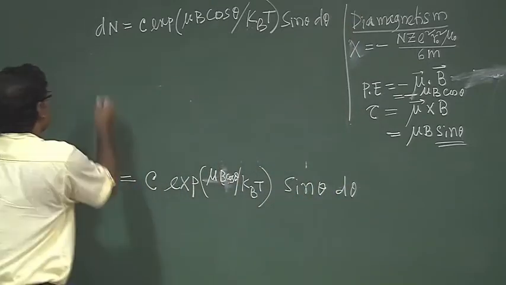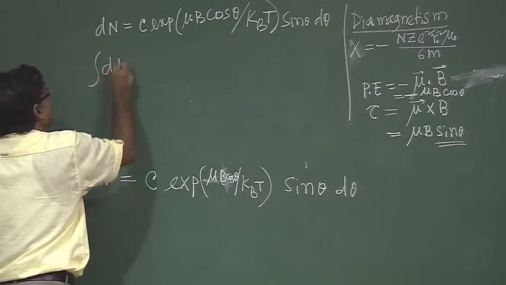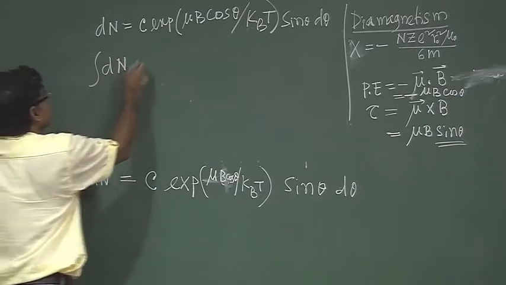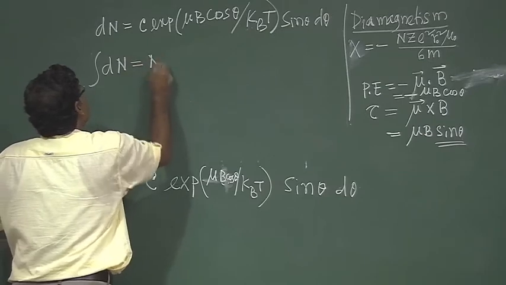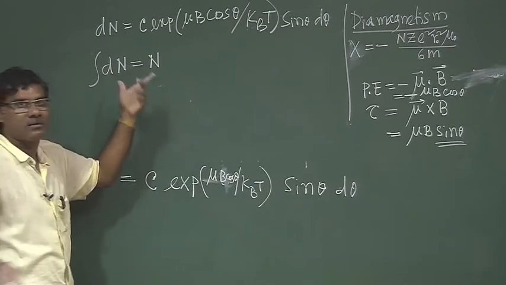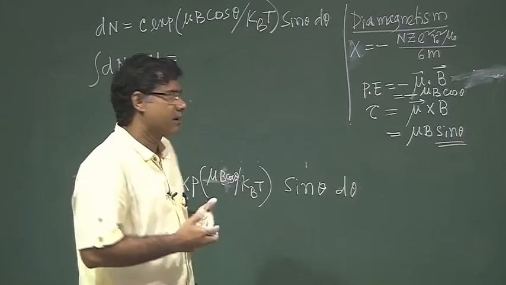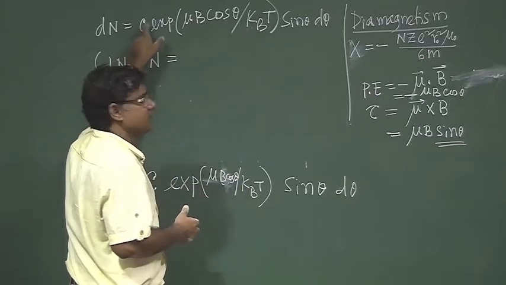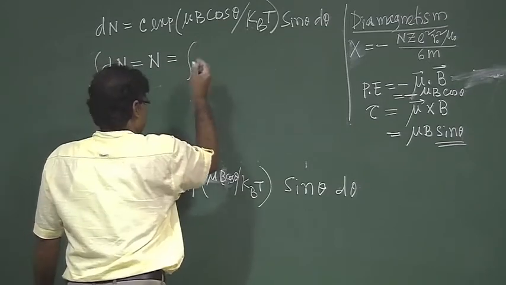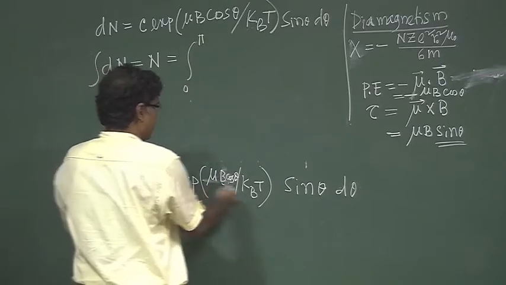So now if I take all orientations, 0 to pi, if I integrate over this angle, it has to be the total number of atoms, right, that is the condition. And from that condition I can get the value of this constant C. So basically I have to integrate this term from 0 to pi.